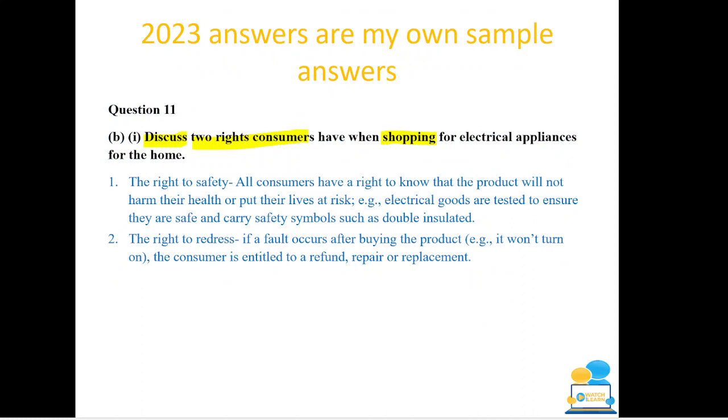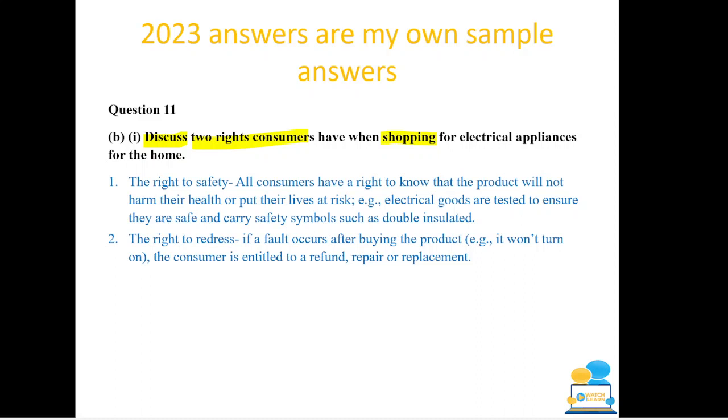So this is another sample answer based on the 2023 questions. These are all my own views. Question 11. Discuss 2 rights consumers have when shopping for electrical appliances for the home. Okay, so I'm going to highlight discuss, meaning I'm going to have to explain an example because it's part of a more detailed action verb. I need to write 2 points on the rights of consumers when they're shopping.